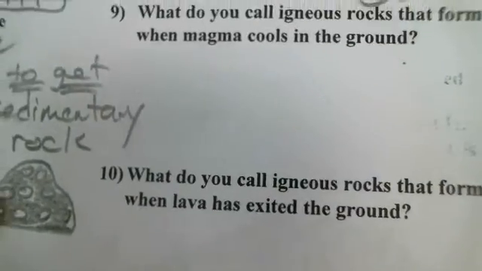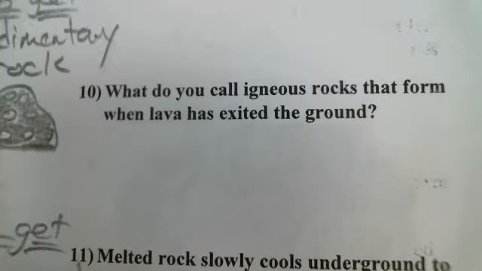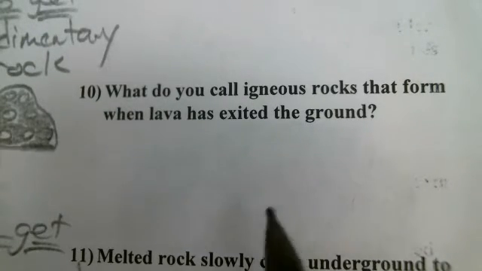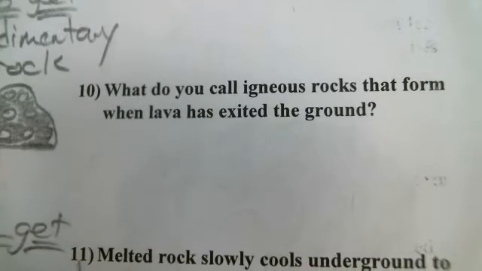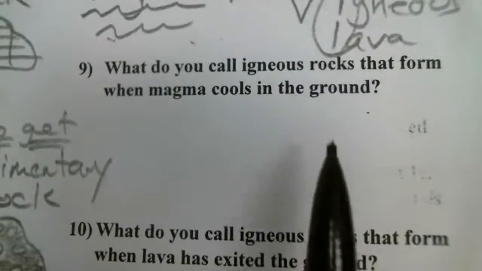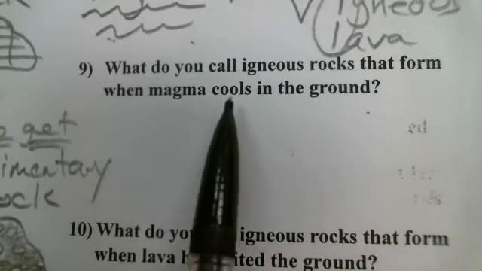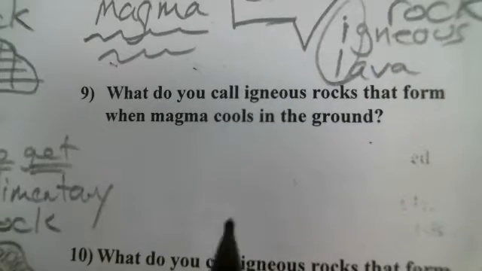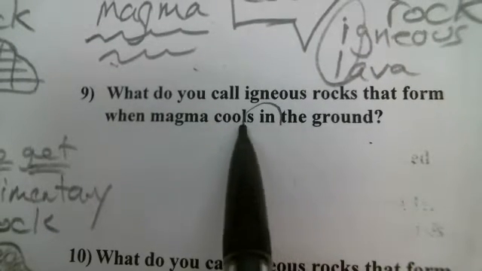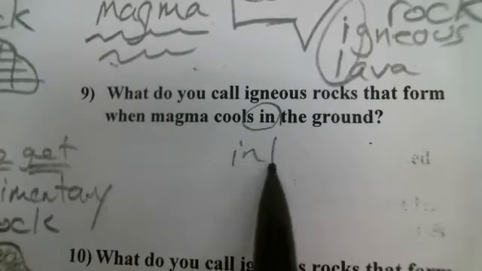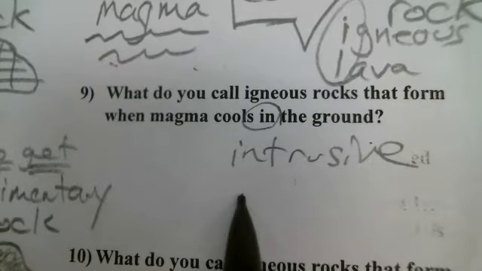Number 9. What do you call igneous rocks that form when lava has exited the ground? Okay, sorry, I skipped one. What do you call igneous rocks that form when magma cools in the ground? Well, if it's cooling in the ground, then it is intrusive igneous.